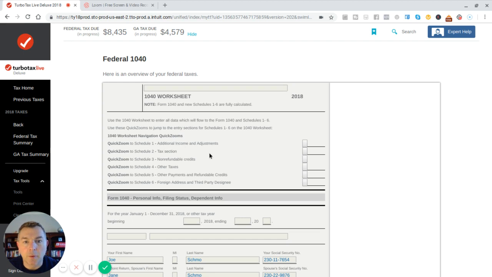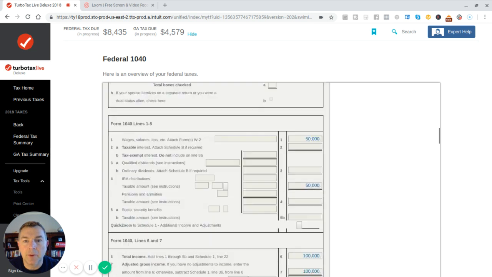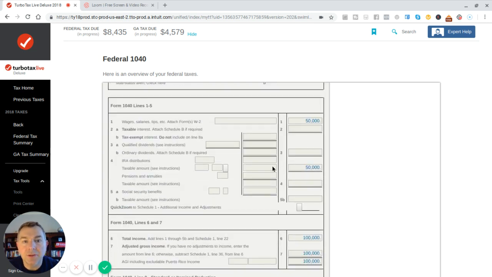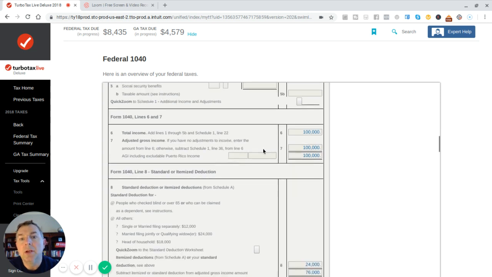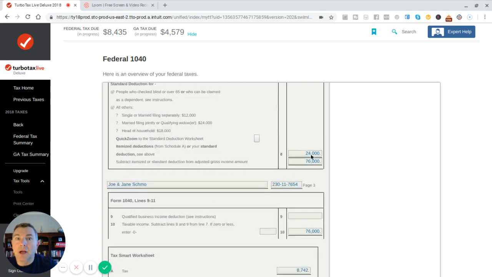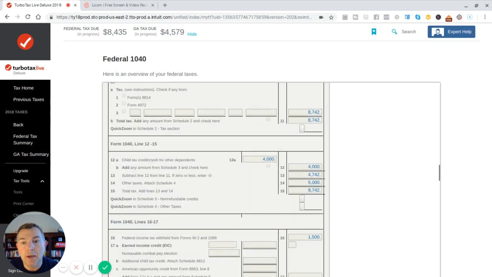Now again, we're going to skip over this first sheet because it doesn't matter. We're going to go back down to the second page. $50,000 of wages, $50,000 of IRA distributions, $100,000 of total income. $100,000 is our AGI. We have $24,000 of standard deduction. $76,000 is our taxable income. We have $8,742 as our taxes, as we already talked about. But keep going down. There's that $5,000 on line 14 for other taxes, and that's that 10% penalty we talked about before. So that's not good.